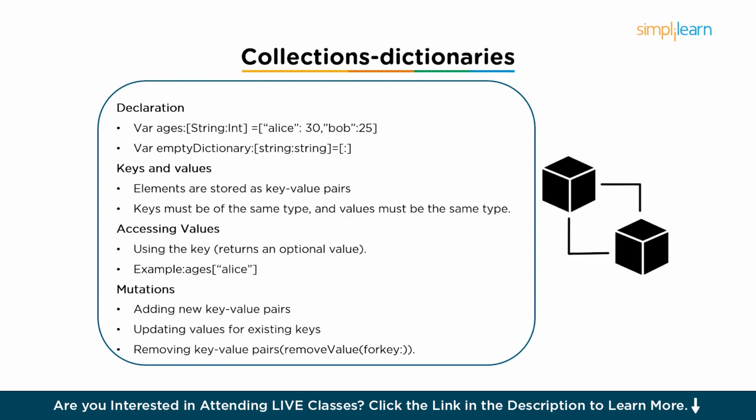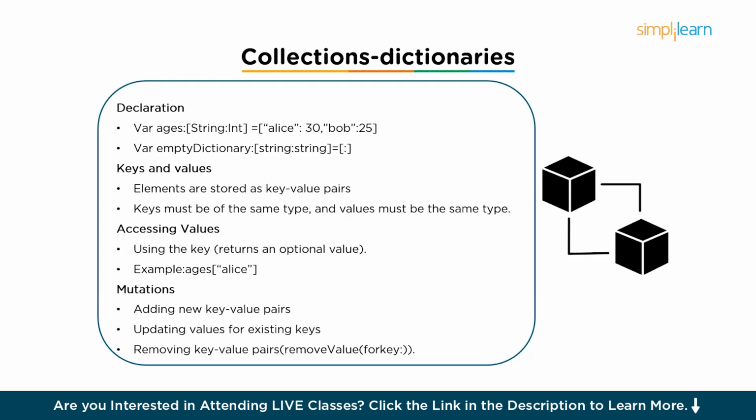In a dictionary, elements are stored as these key-value pairs. You use the key to look up its associated value. A crucial point to remember is that all keys in a dictionary must be of the same type and all values must be of the same type. For example, in the ages dictionary, all keys are strings and all values are integers. You access a value in a dictionary by providing its corresponding key within square brackets. And there is an example also given, which is ages, and it's declared as Alice's.